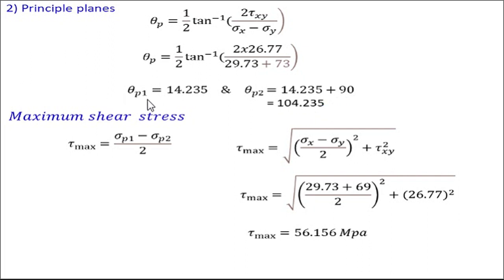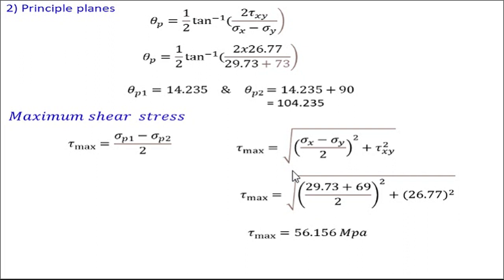So these are the two principal planes which are acting mutually perpendicular to each other, which makes the difference of 90 degrees. After that, maximum shear stress. So actually there are two formulas. Either you can use tau max is equal to (sigma p1 minus sigma p2) divided by 2, or you can use tau max is equal to square root of [((sigma x minus sigma y) divided by 2) squared plus tau xy squared].